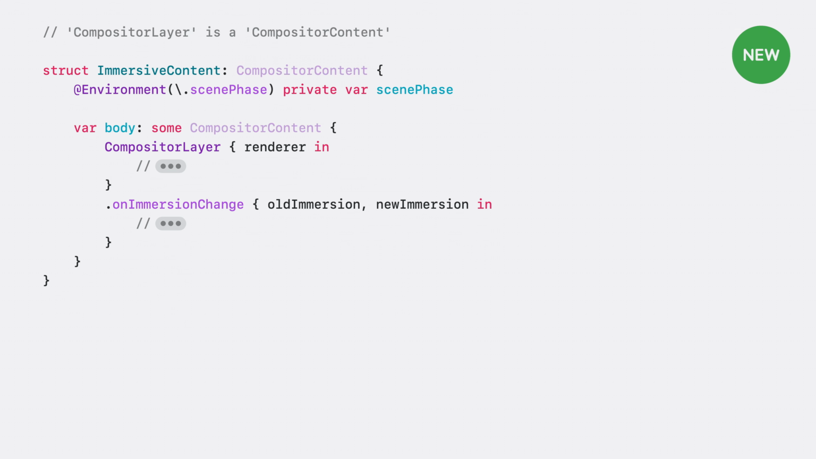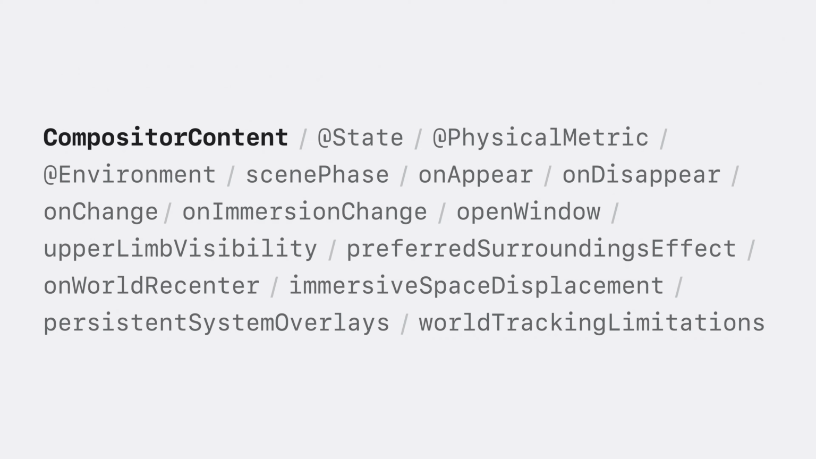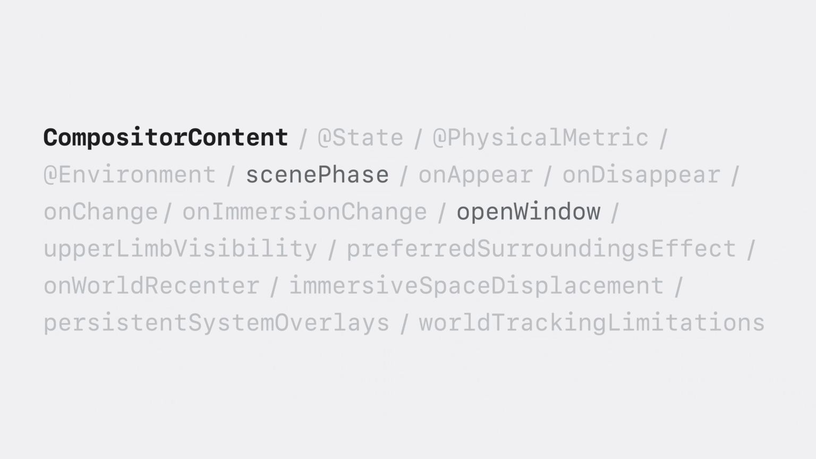visionOS 26 adds a new compositor content builder type, which lets you use the full power of SwiftUI with compositor layer. You can now access environment variables, add modifiers, or use state variables just as you can with SwiftUI views. Compositor content brings over a whole lot of useful environment variables, like scene phase and open window, and some modifiers, like on-immersion change and on-world recenter.